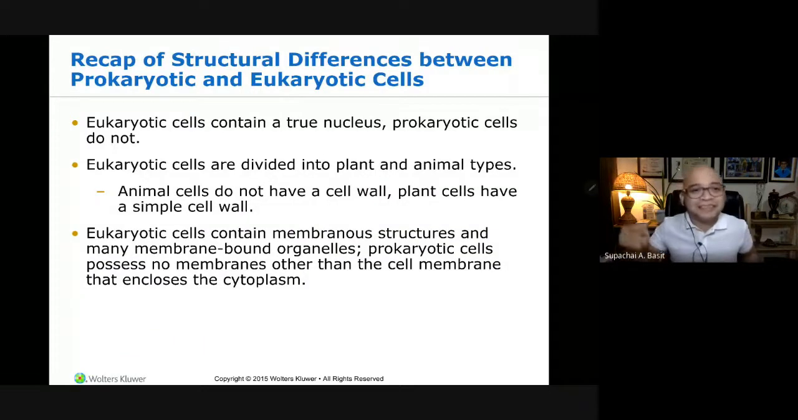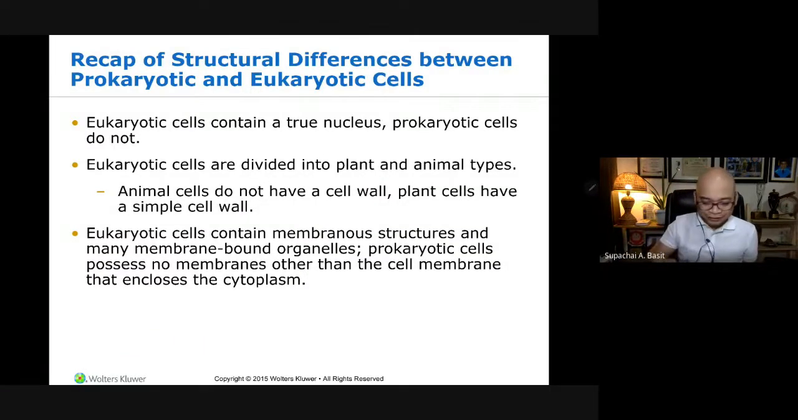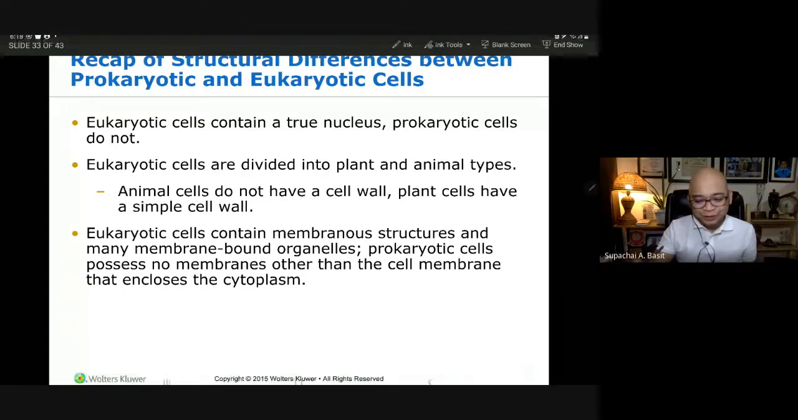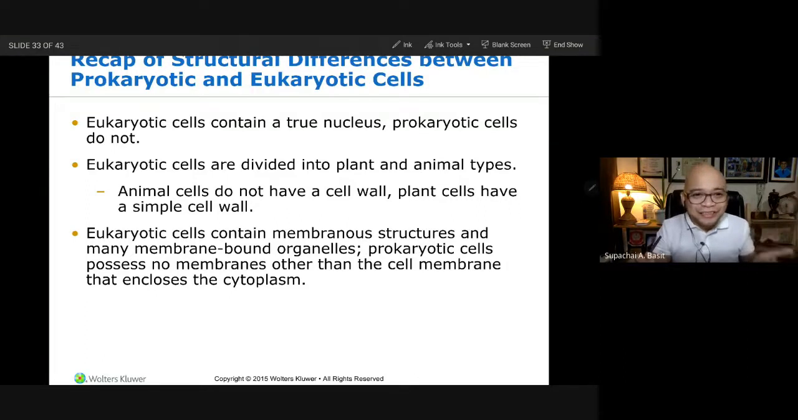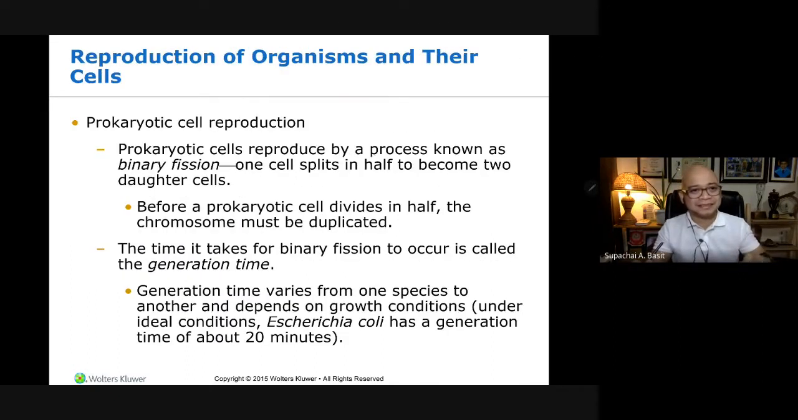So let's differentiate. Eukaryotic cells contain a true nucleus. Prokaryotic cells do not contain a true nucleus. Eukaryotic cells are divided into plant and animal types. Animal cells do not have a cell wall. Plant cells have a simple cell wall. Eukaryotic cells contain membranous structures and many membrane-bound organelles. Prokaryotic cells possess no membranes other than the cell membrane that encloses the cytoplasm. So that's the basic difference.